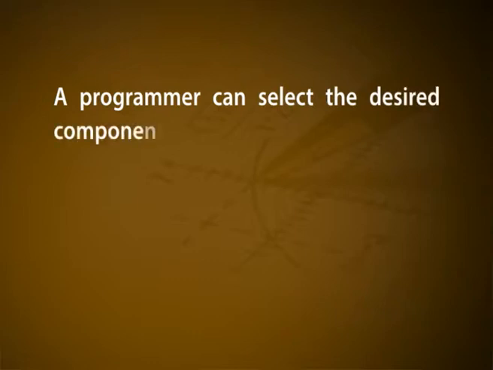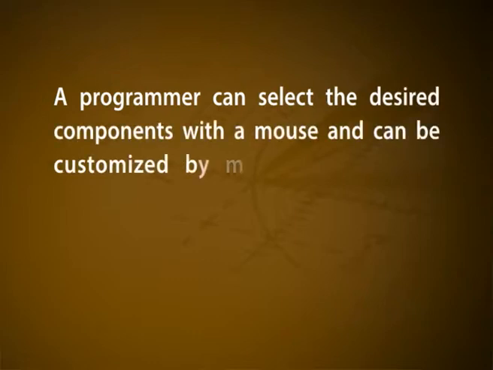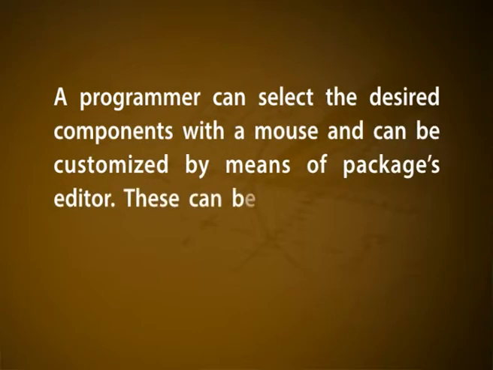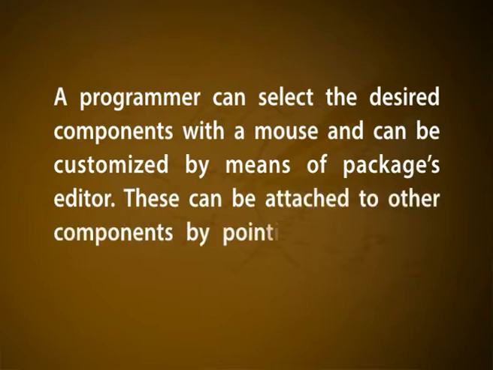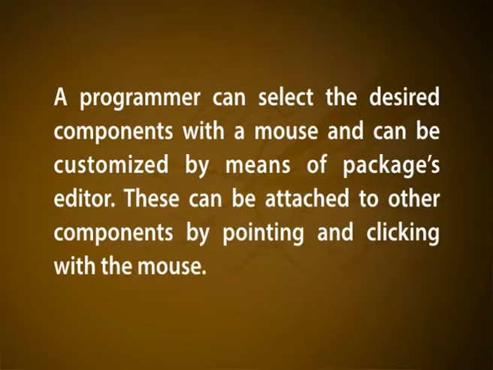The software development packages based on the component architecture model use graphical interfaces in which components can be represented as icons on the screen. A programmer can select the desired components with a mouse and can customize them by means of a package's editor. These can be attached to other components by pointing and clicking with the mouse.